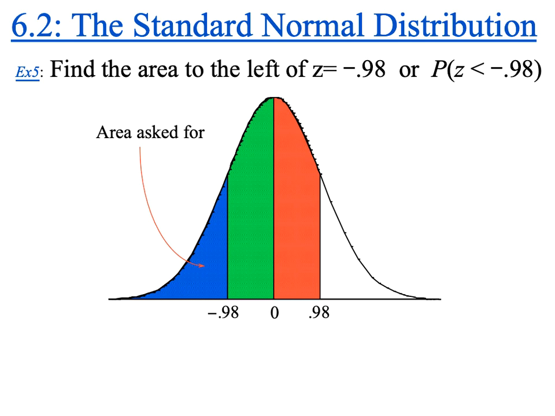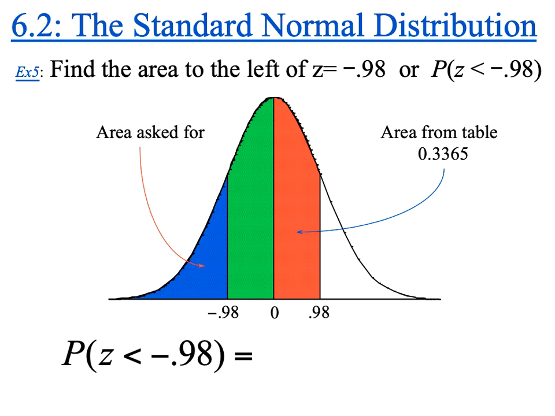However, I know if I can find the region from 0 to negative 0.98, and then I subtract that from 0.5, then I can come up with that tail end. But I can't look up negative 0.98 in our table, but I can look up positive 0.98 in our table. And that value would be 0.3365. So the probability of less than negative 0.98 should be 0.5 minus that 0.3365, which is 0.1635.